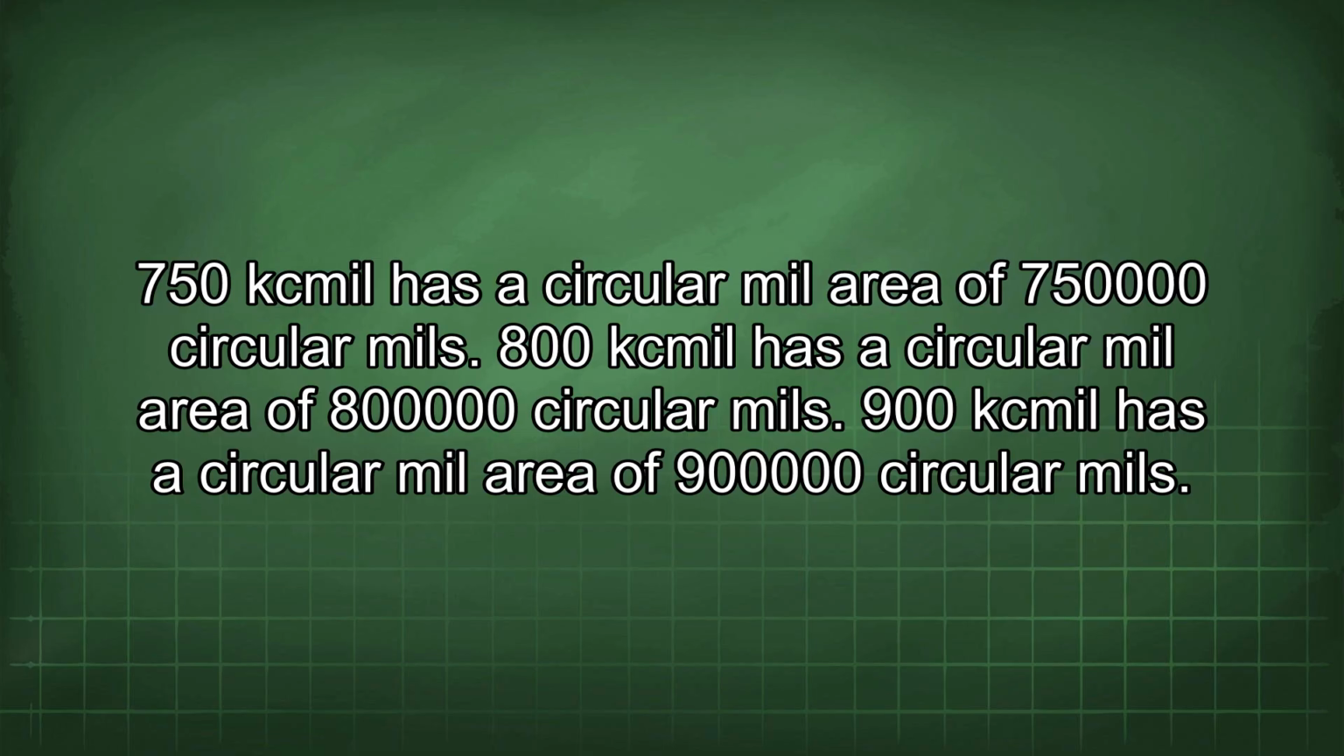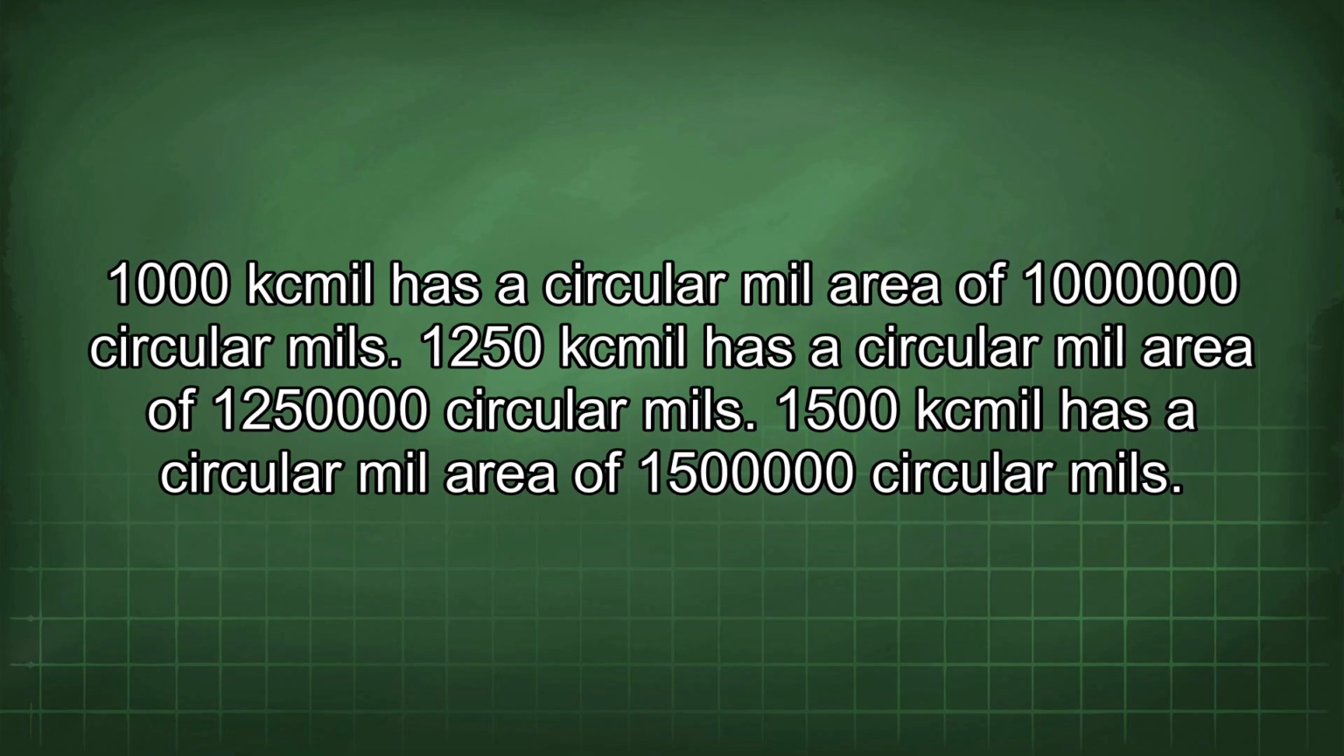750 kcmil has a circular mil area of 750,000 circular mils. 800 kcmil has a circular mil area of 800,000 circular mils. 900 kcmil has a circular mil area of 900,000 circular mils. 1000 kcmil has a circular mil area of 1 million circular mils. 1250 kcmil has a circular mil area of 1,250,000 circular mils. 1500 kcmil has a circular mil area of 1,500,000 circular mils.